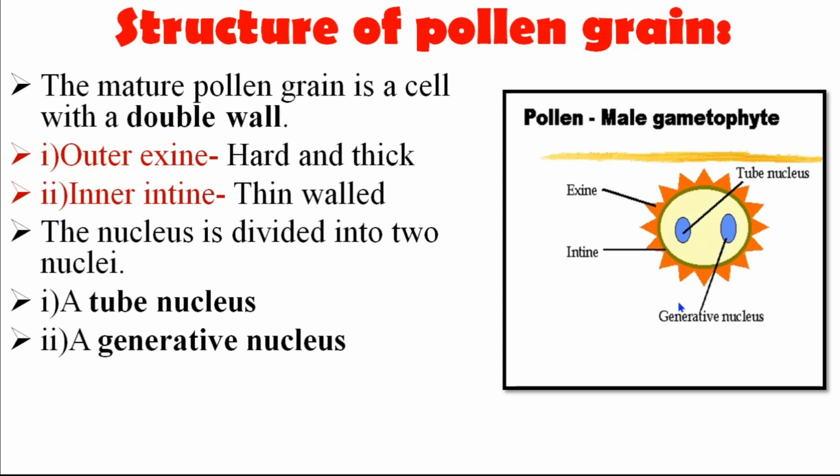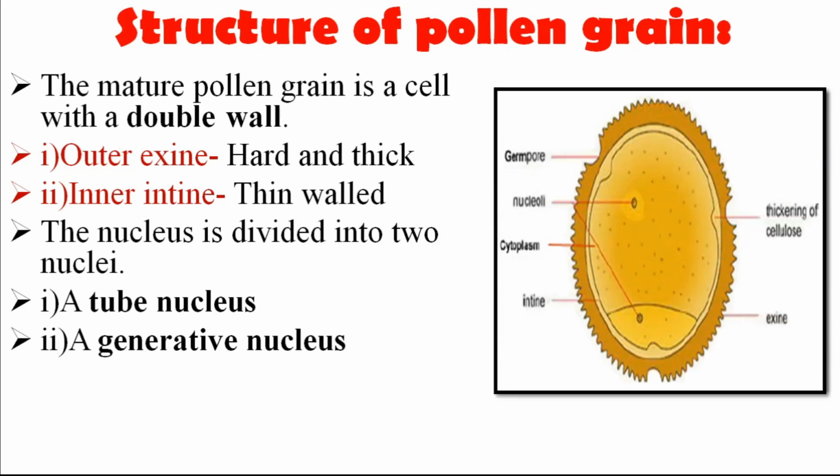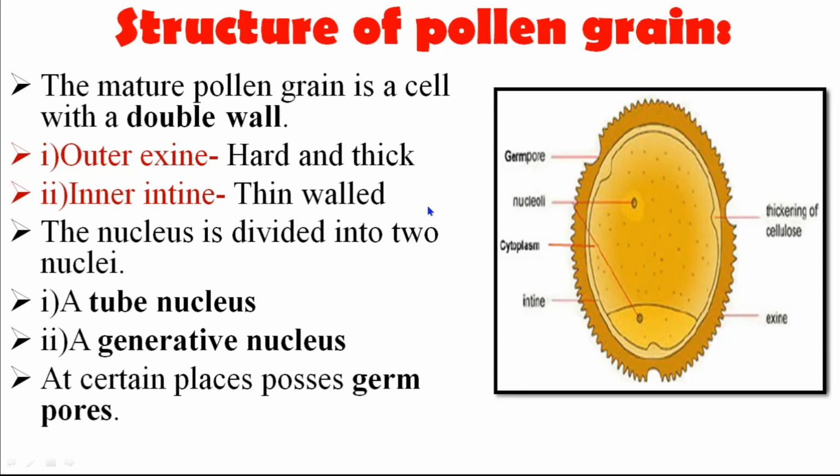When a pollen grain reaches the stigma, it absorbs moisture and swells. It results in the rupture of the exine at certain thin or weak points known as germ pores. So in the picture you can see these are the germ pores.